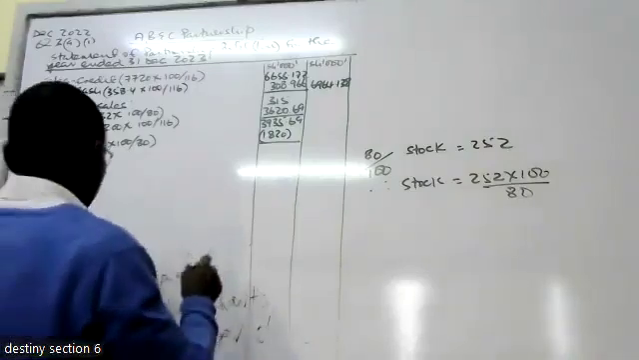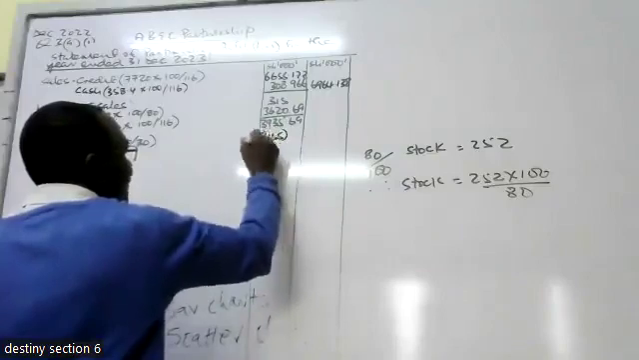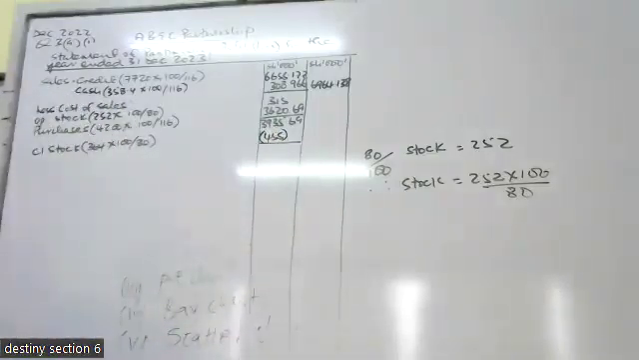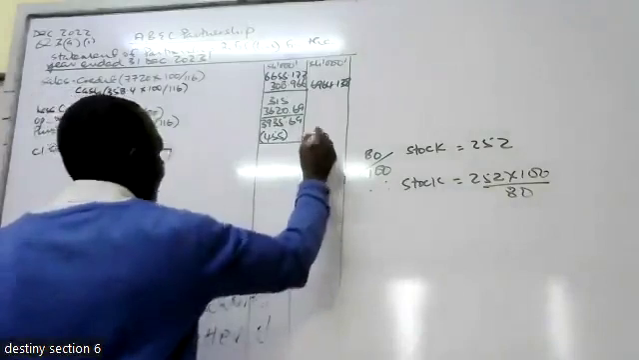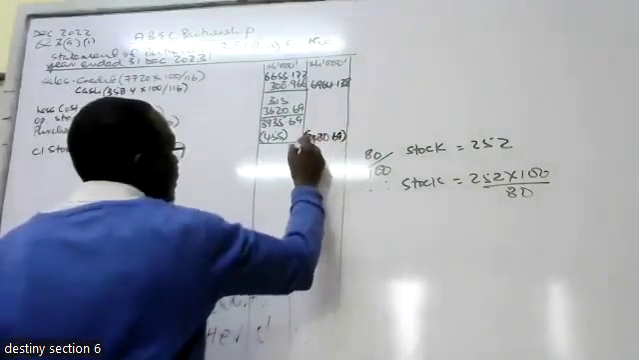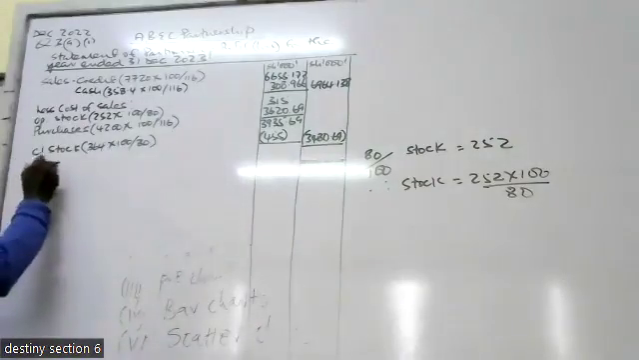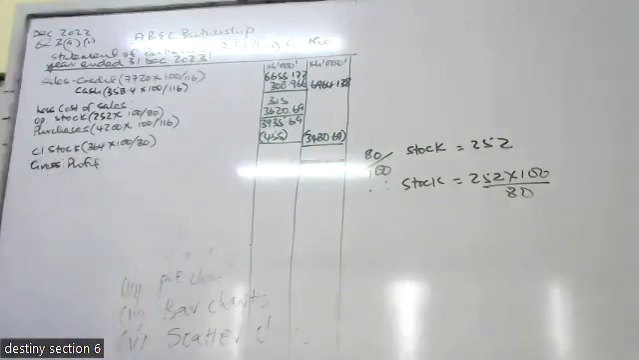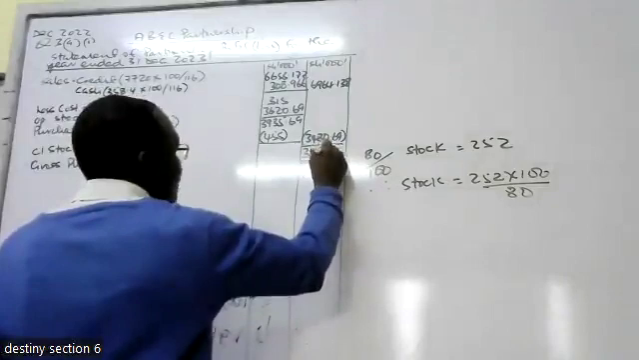You may divide by 20 instead of 80, so this is 455. Then we get our cost of goods sold: 3935.69 minus 455 gives us 3480.69. That gives us gross profit. So that part of the trading account will end there. Gross profit, we subtract that from sales. You get 3483.44.